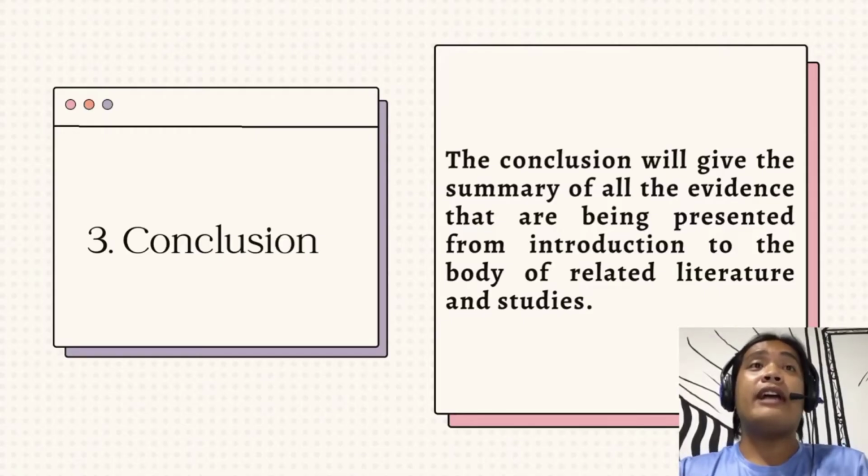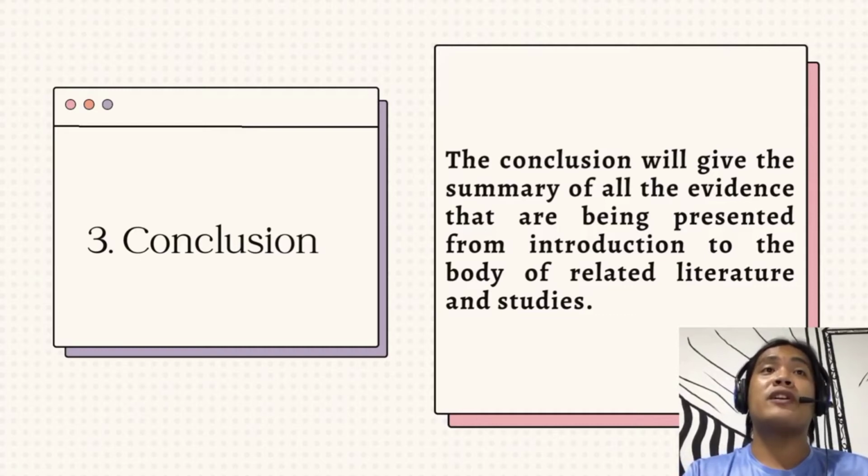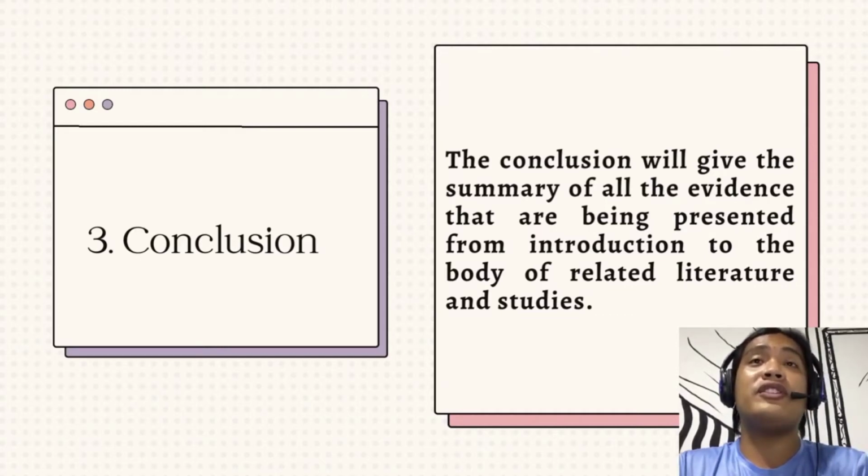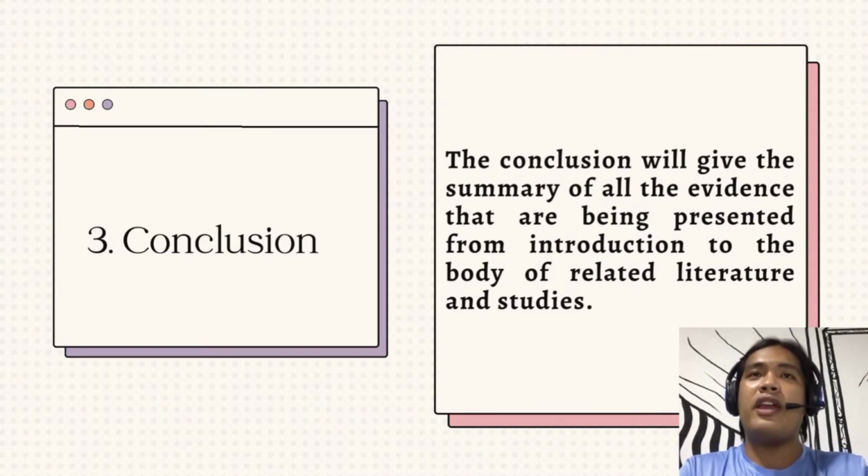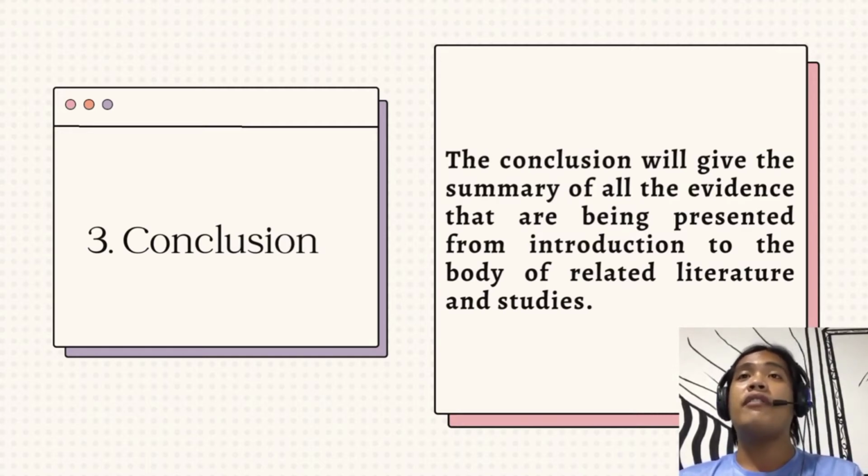Of course, the last part that you need to observe in your review of related literature is your conclusion. The conclusion will give the summary of all the evidence presented from the introduction to the body of the related literature and studies. Aside from that, your conclusion will also give the precise key findings of other studies in the review, in general concepts. Your conclusion is different from the conclusion of the entire research findings of your study. So please take note of that.